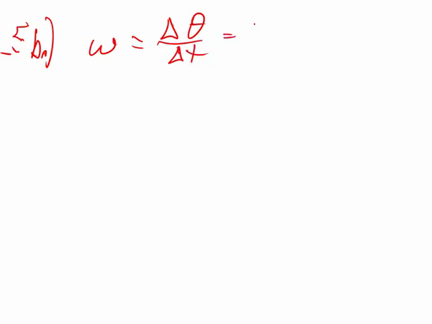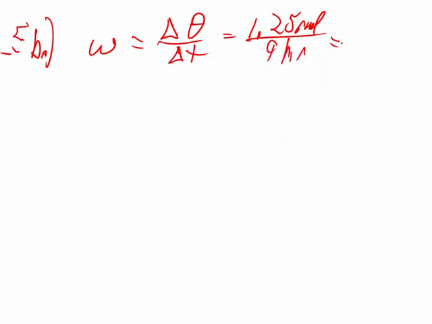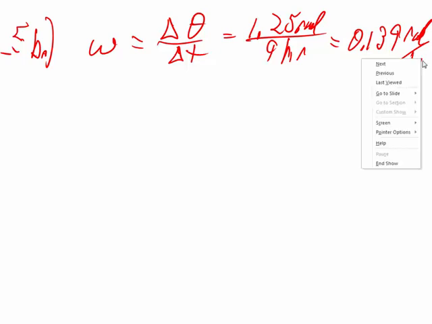Well, we know that theta was 1.25 radians, and the time is 9 hours, so that would be 1.25 divided by 9. My calculator don't want to work. Divided by 9 is 0.139, we're going to round it up, radians per hour.